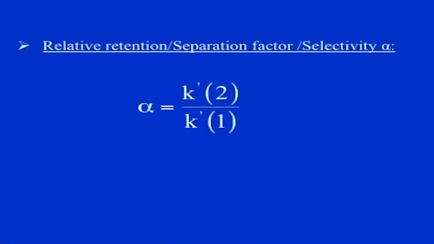Another important factor is the separation factor, or selectivity factor, alpha. It is a relative retention, and it is a measure of the inherent ability of a system to discriminate between two analytes. That is, capacity ratios are a reflection of the selectivity of the system. If it has a higher capacity ratio, it will have higher selectivity, and this is expressed by the selectivity factor, which is given here.